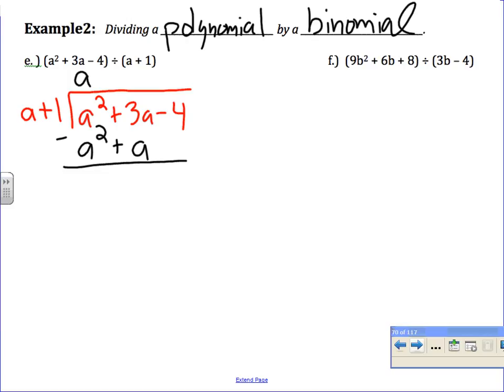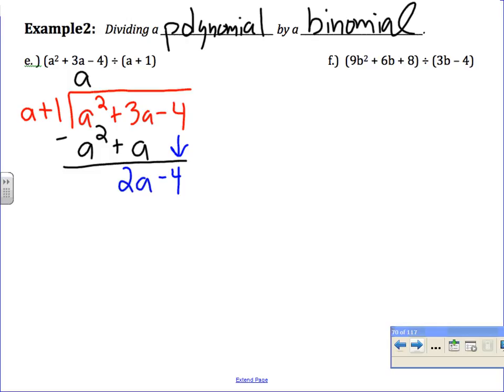Have to. Okay, so you now subtract. This term must always be 0. A squared minus A squared is 0. 3A minus A is 2A. And then you drop down the minus 4. No, we're not done yet. So we now go through the same process again.